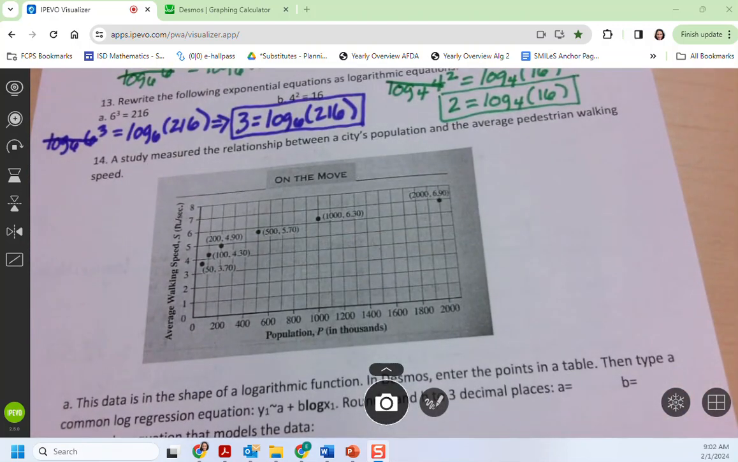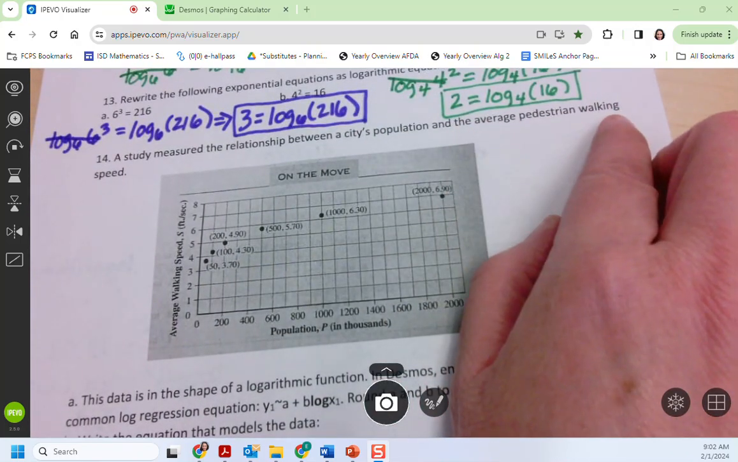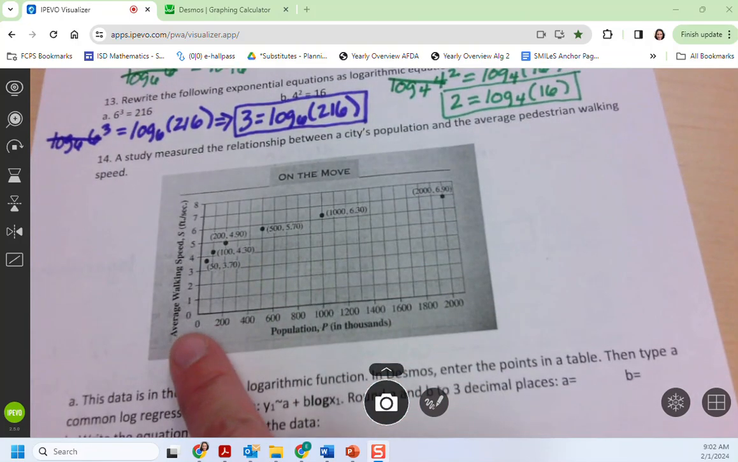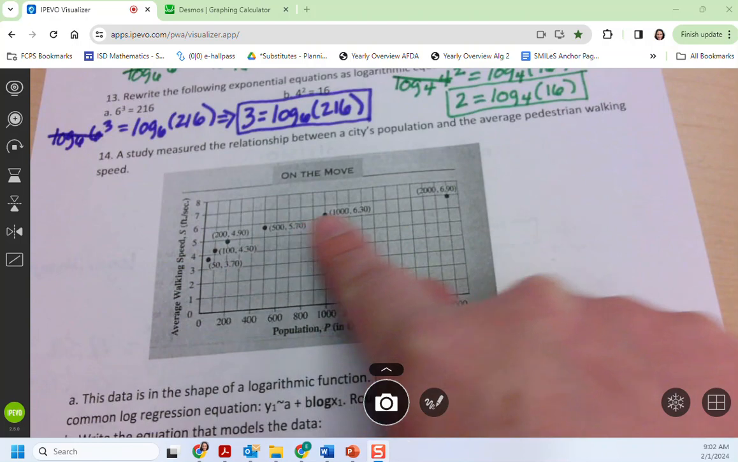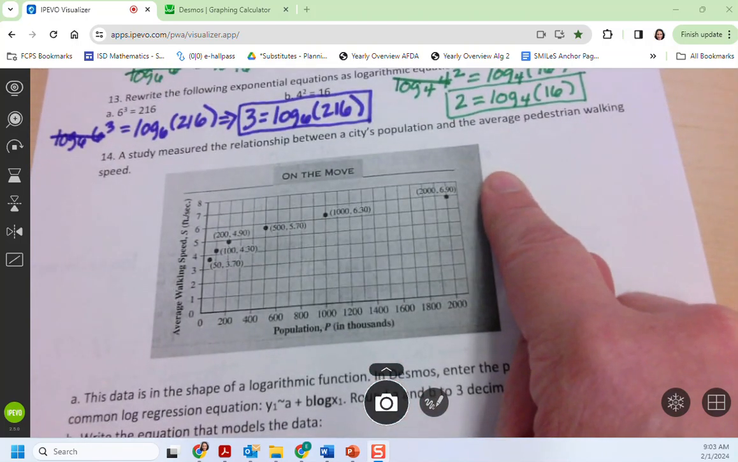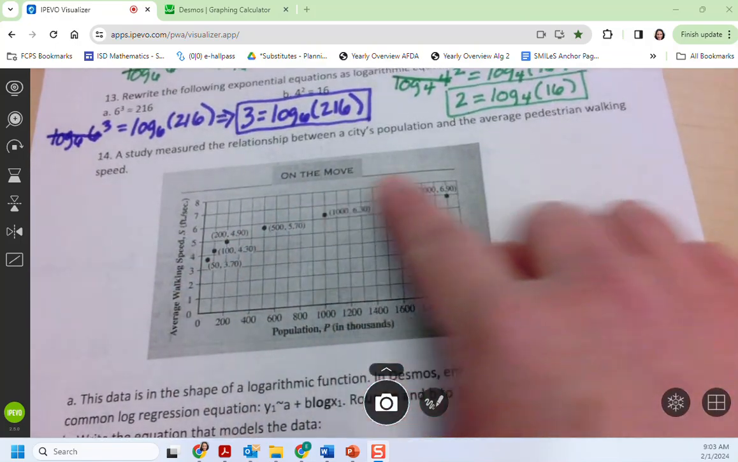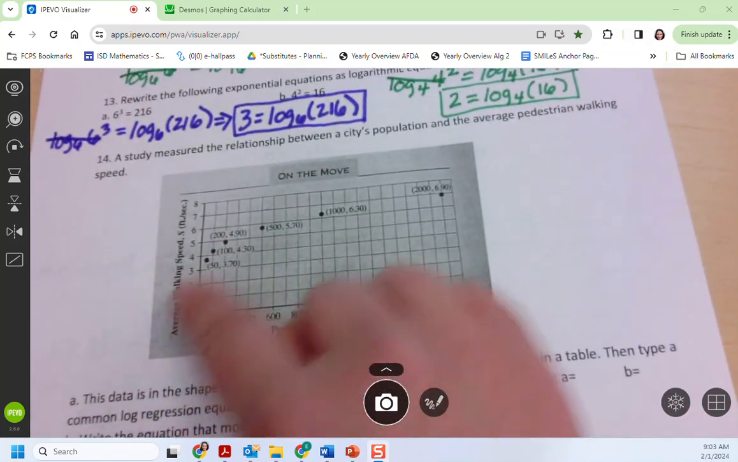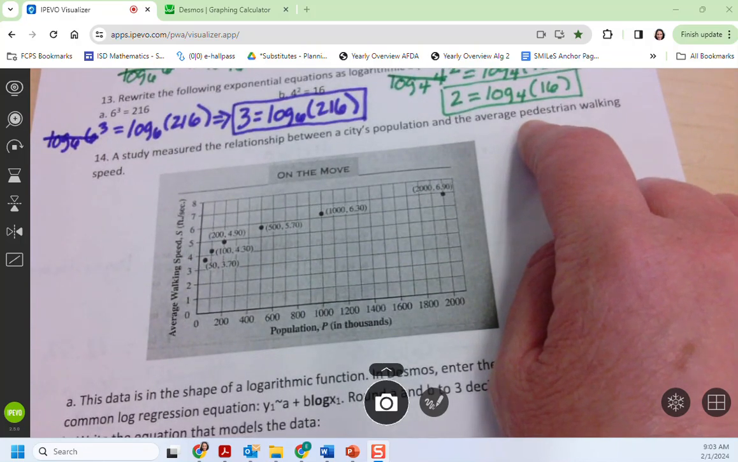All right, so the title of this graph is On the Move, and it's measuring the relationship between a city's population and the average pedestrian walking speed. So as the population goes up, what happens to the walking speed? Yeah, the walking speed's also going up, right? So we could create a logarithmic equation that matches this, and then we could predict the walking speed for a certain city based on their population.